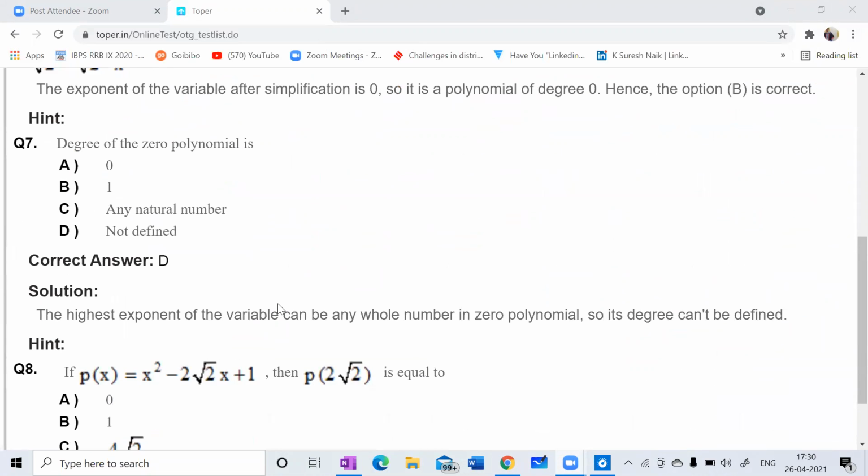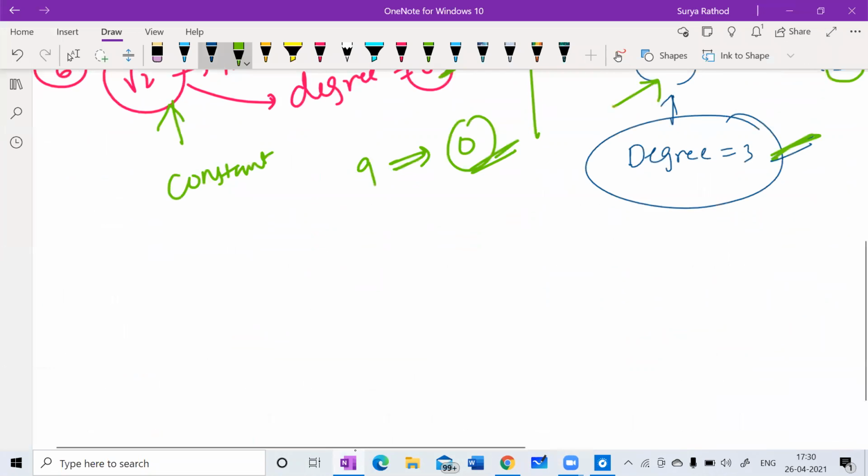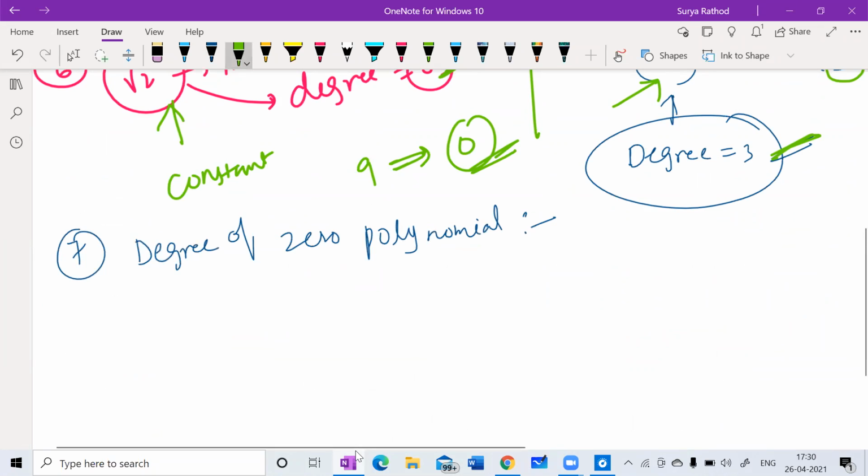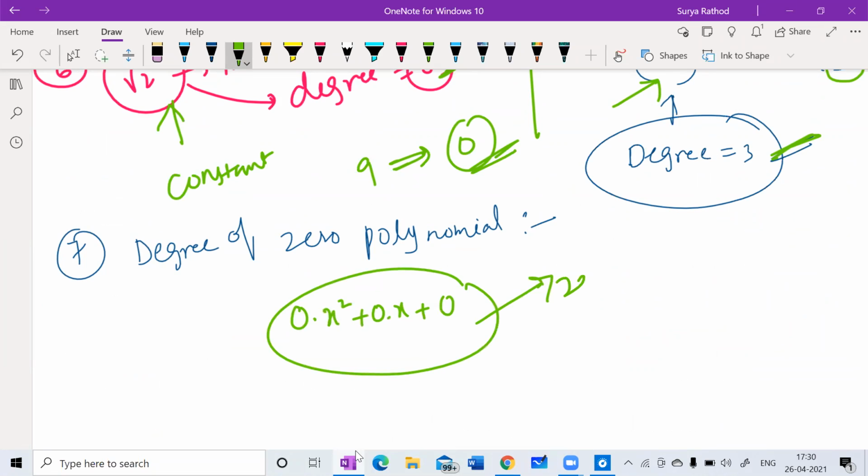Seventh question: degree of a zero polynomial. Very good question. See, the degree of a zero polynomial. What is a zero polynomial? A zero polynomial can be defined as one where the coefficients of all variables are 0. Let us say the quadratic polynomial 0x square plus 0x plus 0. This is my zero polynomial. Zero polynomial means the coefficients of all variables are 0. Are you getting my point, children?